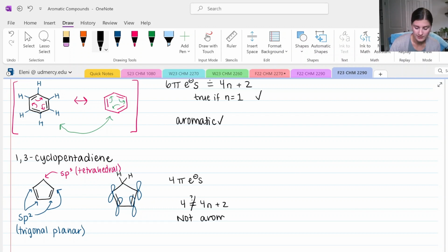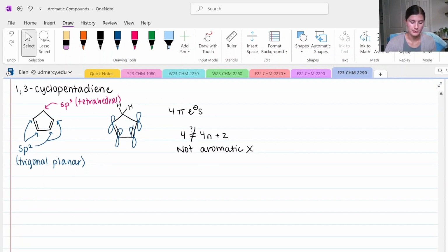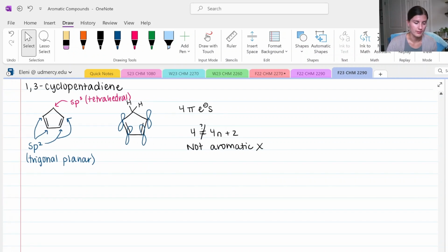Now, you don't necessarily have to go through every single criterion every time. If you find one criterion that's not met, then it's not an aromatic compound. Here are a couple more examples to think about. I'll go through them a little bit quicker.